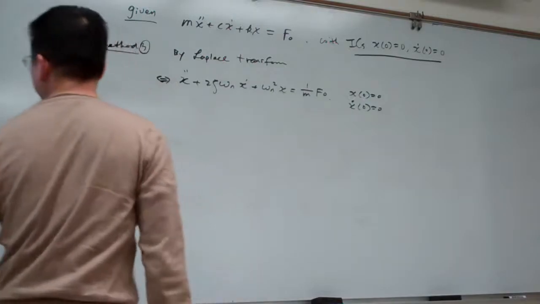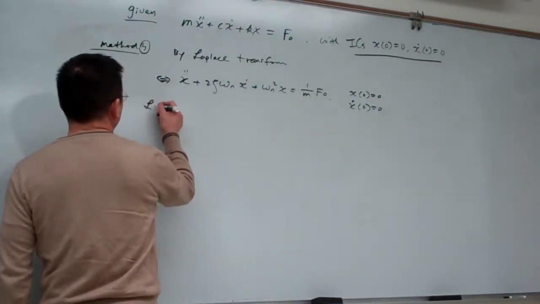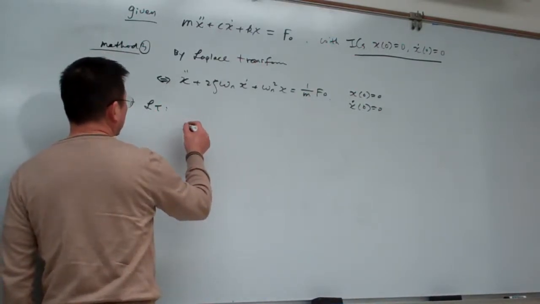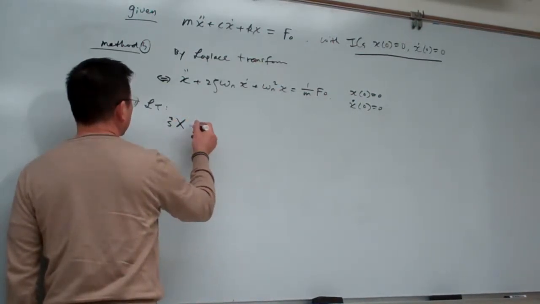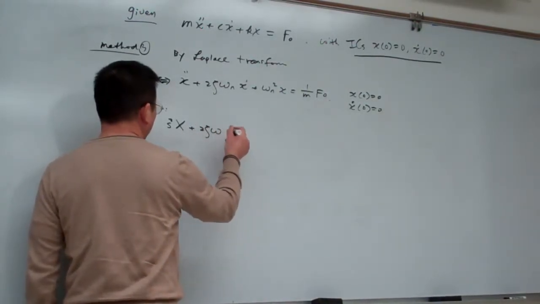Okay. And then we take the Laplace transform on this side with the initial conditions, and that becomes capital X times s squared plus 2 zeta omega.